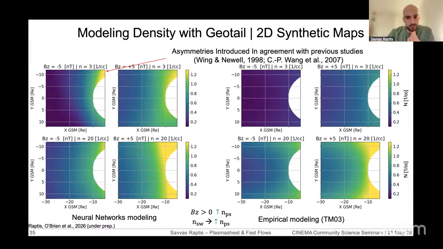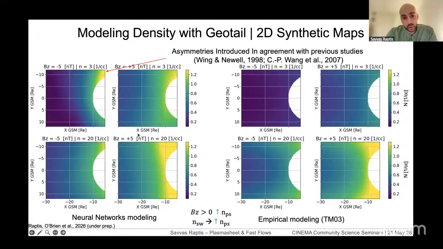To explain this a bit more, what we do here is that we drive the model with constant conditions, and we only vary the Bz component of the solar wind and the actual density. What you can see here is that with our model, we were able to generate asymmetries by having a higher plasma sheet density found at the dawn, which seems to always be the case.